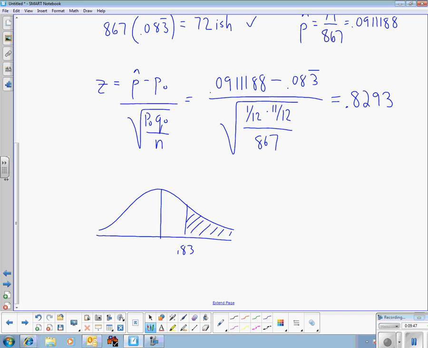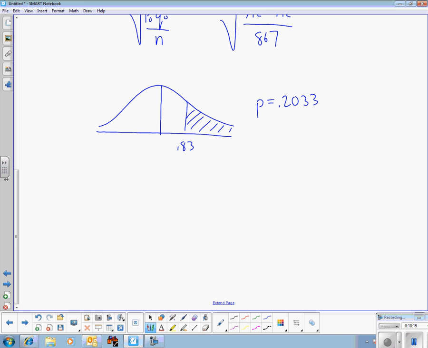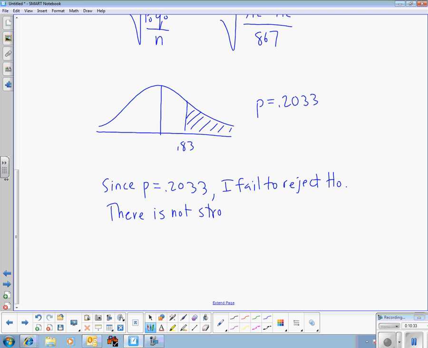And according to the chart in the front of my book, if I look up 0.83, I will get 0.2033. So I was wanting to check at the 10% level, is there evidence that the bankrupt happens more than it should? So my conclusion, since P equals 0.2033, I fail to reject the null hypothesis. There is not strong evidence at the 10% level, or really at any level, that bankrupt occurs more than it should.